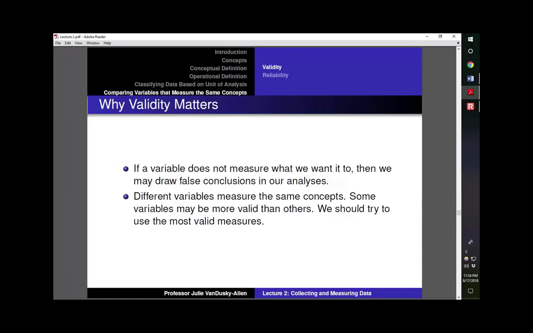It matters if our variables are valid measures of our concepts. If a variable does not measure what we want it to, then we may draw false conclusions in our analyses. In addition, since different variables measure the same concepts, for example, there are several different measures of democracy, we are able to compare the validity of these measurements in order to be able to choose the most appropriate one to use.